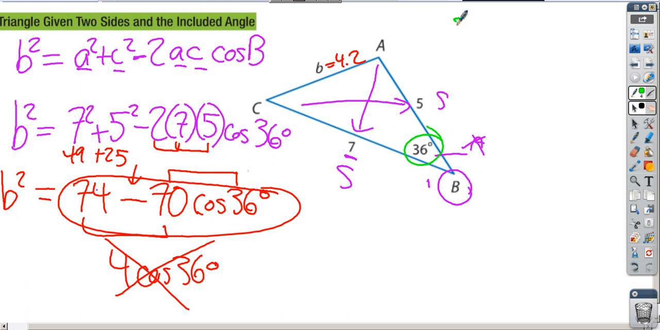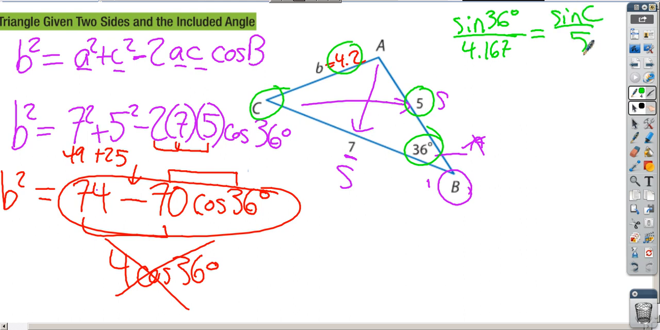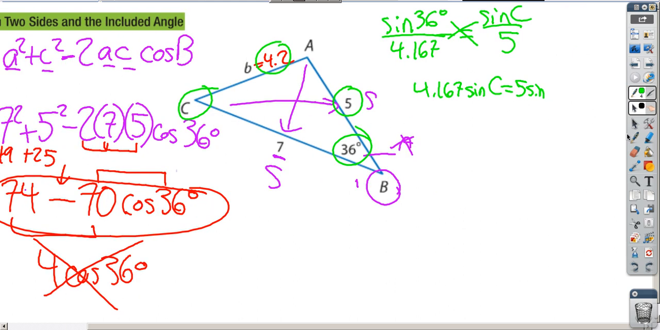So let's do the sine of 36 over its side, and let's use the exact answer. The exact answer was like 4.67, etc. I'm going to show you how to use that in the calculator in just a sec. And then we can solve for either of these, so let's just do the sine of c over 5. And now it's a law of sines problem like what we did in the last section, I should say. That's going to be 5 times sine 36. And from here, all we need to do is divide this by 4.167. And we have the sine of c equals that.